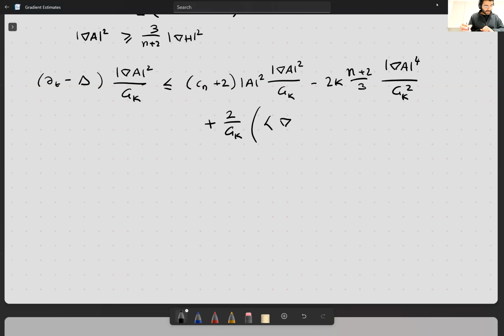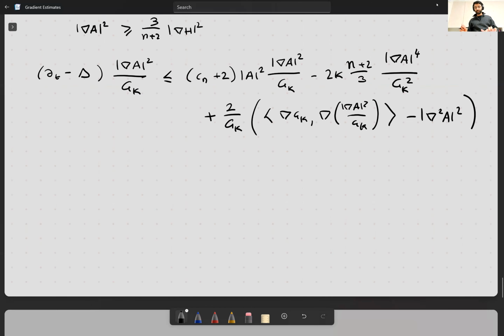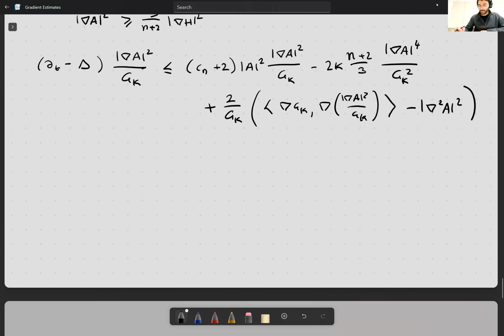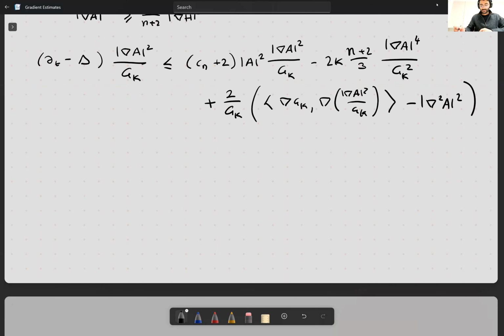But we can actually see that those are negative. Minus the norm of the Hessian of A squared. Okay, so this is what I got up to last week. Conveniently, it turns out that this quantity here, we can just throw out. It has the correct sign, so we can throw it out. But let me do that calculation, because maybe it's not immediately obvious, at least.